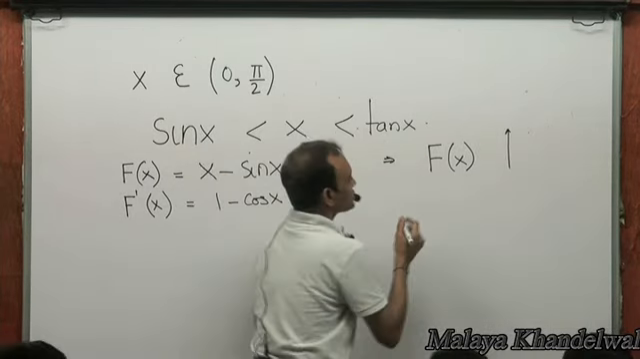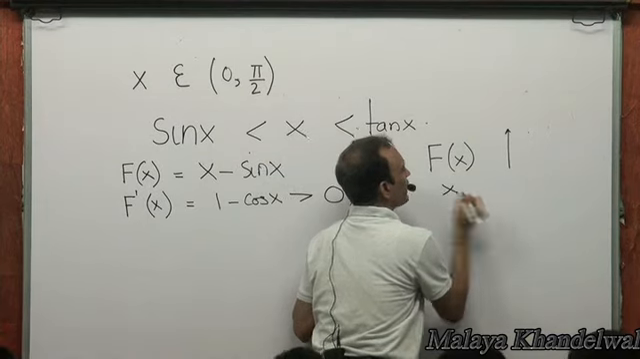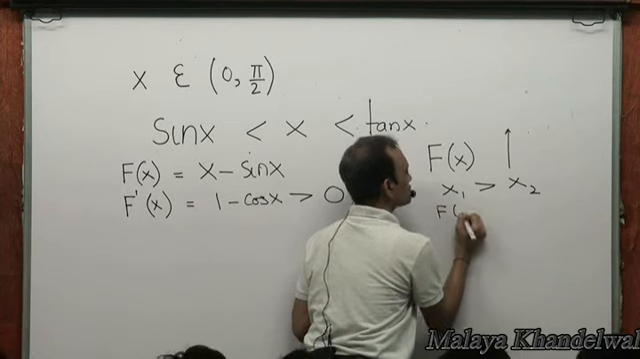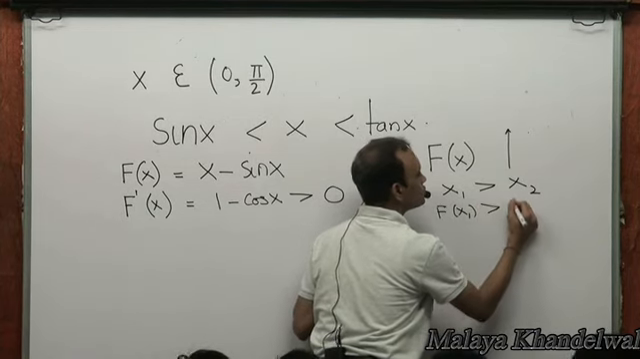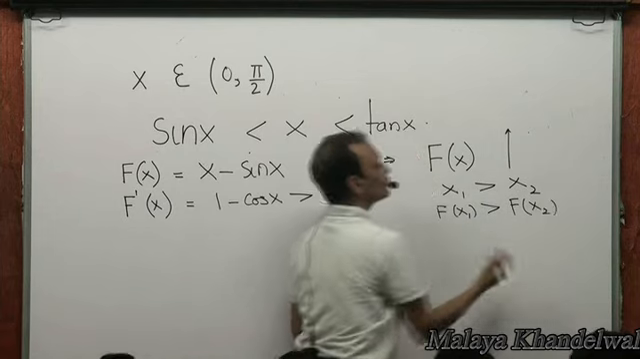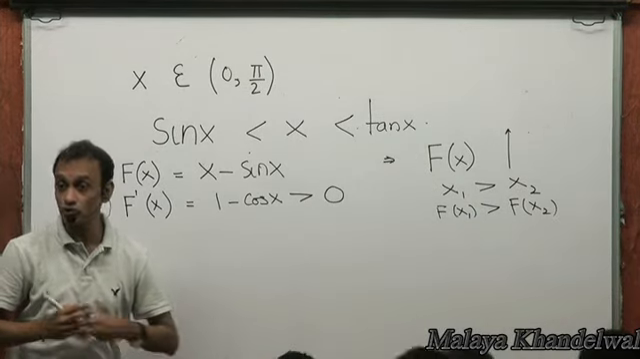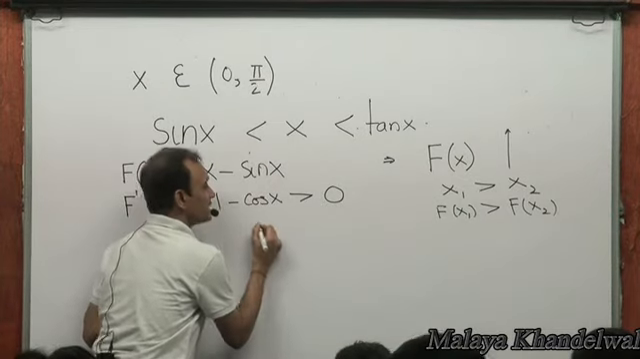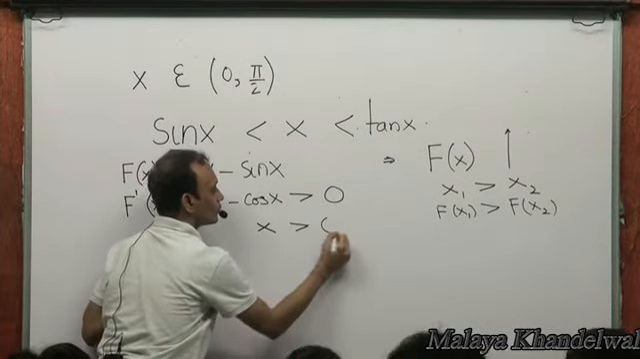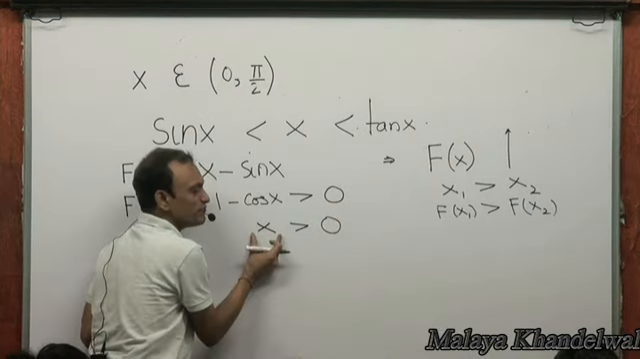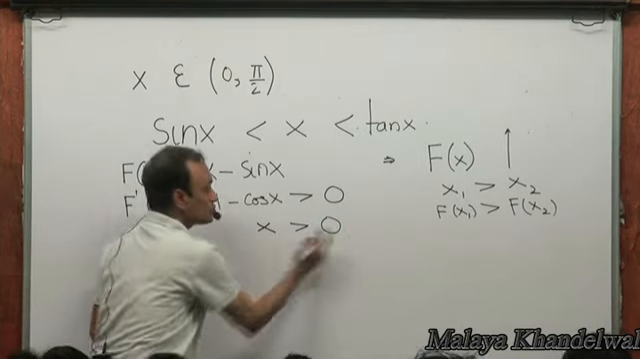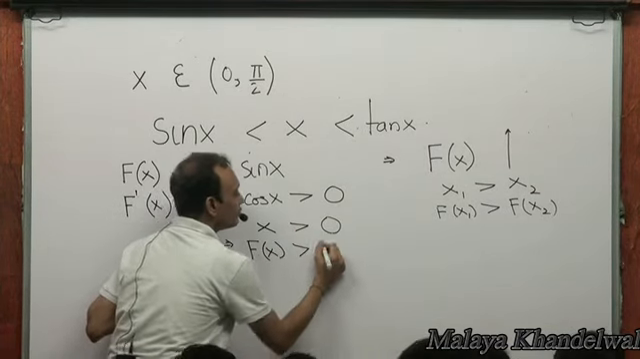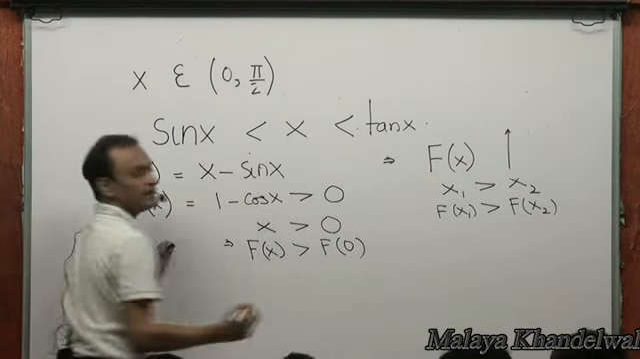Now, if a function increases, then for x1 greater than x2, f of x1 will be greater than f of x2. That means, in this interval, x greater than 0, x1 greater than x2, so f of x1 will be greater than f of x2. So this would mean f of x will be greater than f of 0.